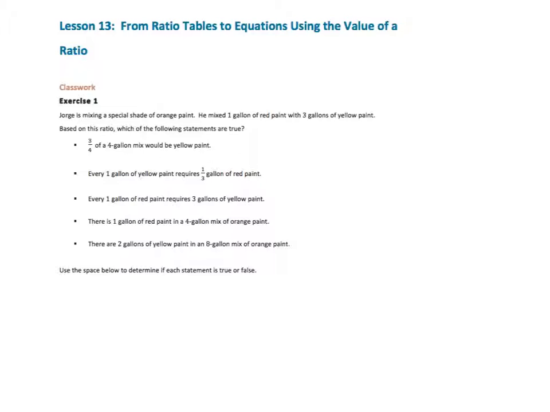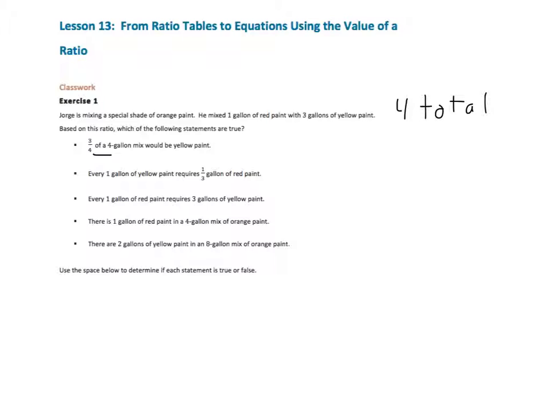Let's go down one by one and check each one. First, 3/4 of a 4-gallon mix would be yellow paint. Well, let's think about in a 4-gallon mix, how many red would there be and how many yellow would there be? Well, we know that 1 gallon of red goes to 3 gallons of yellow. So if we keep that ratio of 1 gallon of red and 3 gallons of yellow, how many total gallons would that be? Well, that would give us 4 total.